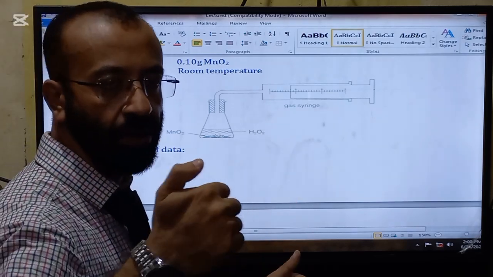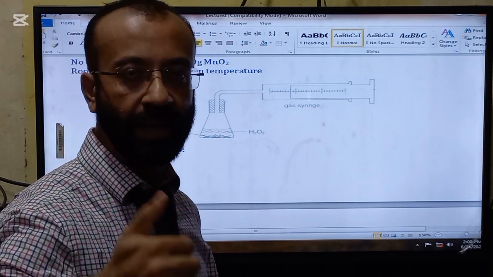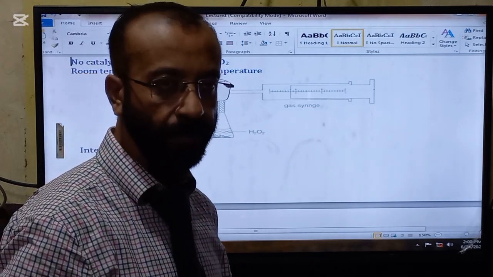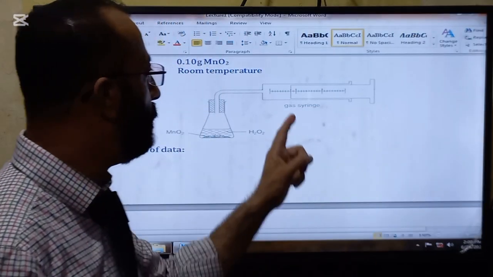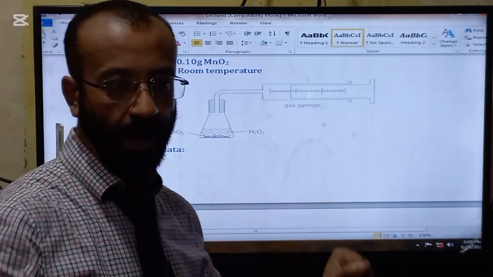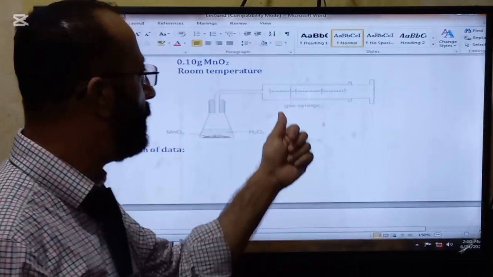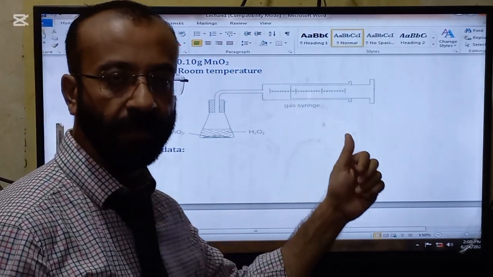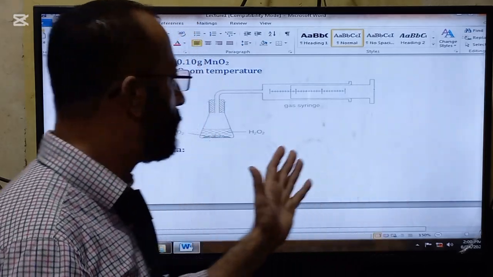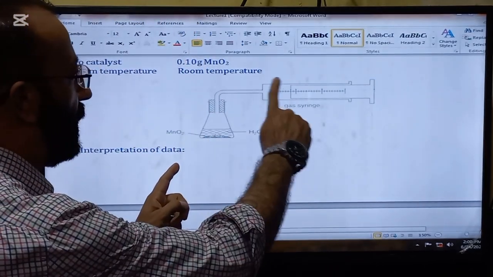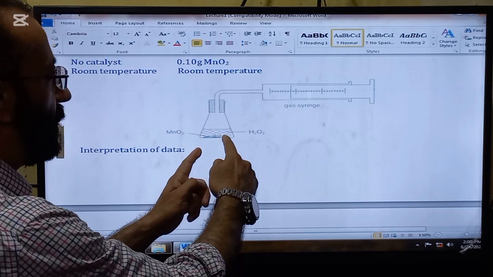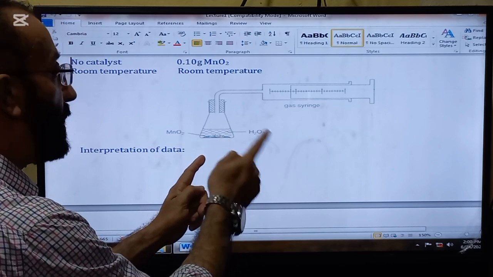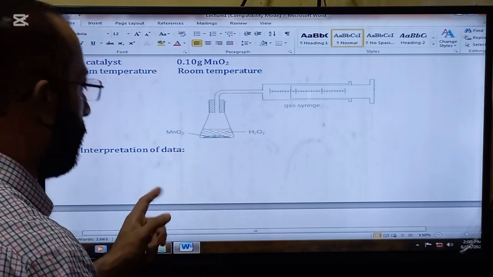A stopwatch will be used at the same time. For example, after 10 seconds we will note the volume. After 50 seconds we will again note the volume, and so on. So a graph will be plotted of the values for the experiment in the presence of the manganese oxide.